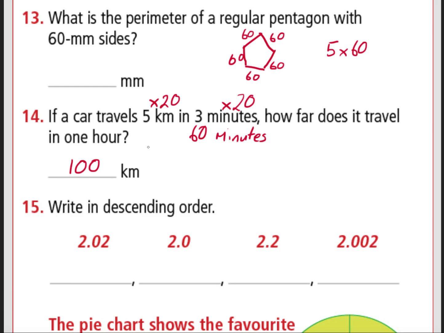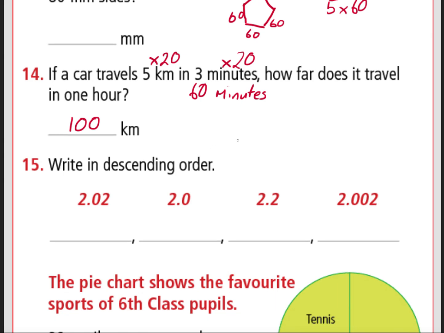So number 15, write in descending order. So descending order is getting smaller. Okay, if you're walking down a stairs, you're descending the stairs.